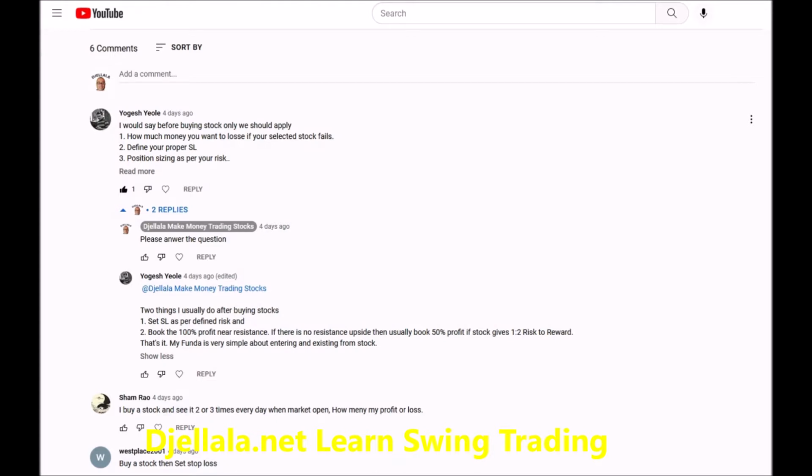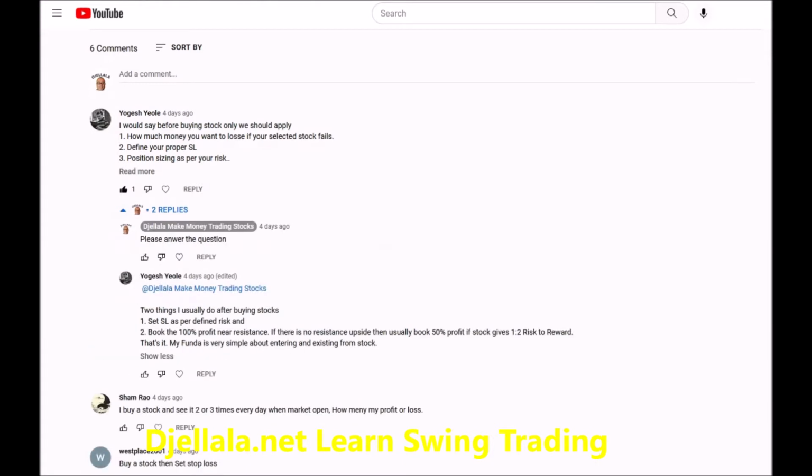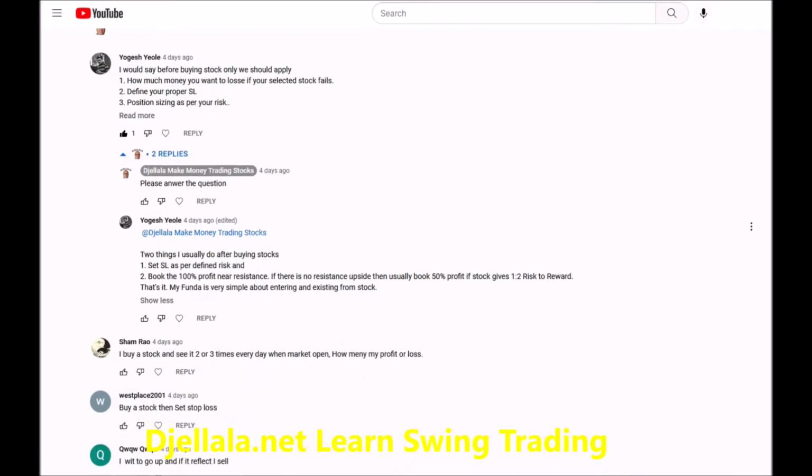Position sizing as per your risk. Yes, I see here some information about some strategy that he uses. So I asked him the question: what is it here? Please answer the question. It means I asked for more information. Now he says two things I usually do after buying stocks. Set stop loss as per defined risk. It means he uses the stop loss.